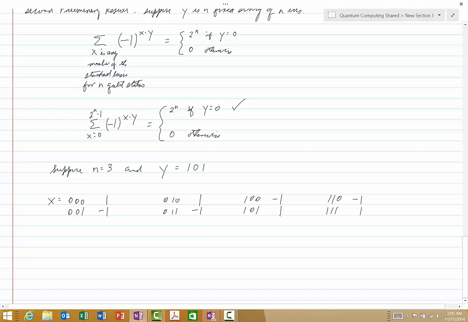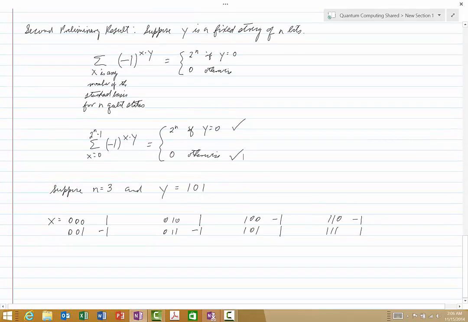And so sure enough, we see that when you look at the analysis in this way, the pairs will always give contributions that cancel each other. And so that's why this sum is equal to 0 if the fixed string y has any value other than 0.